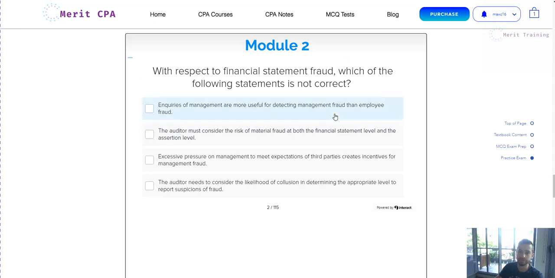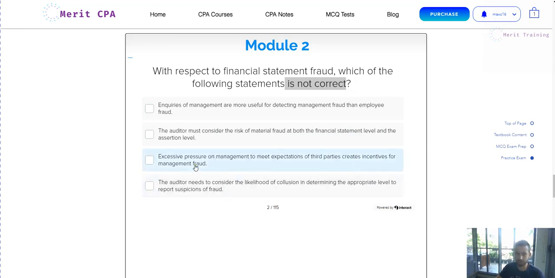Employee fraud. So this one is not correct, but because the question is asking us for the not correct answer, this one is most likely going to be the correct answer. But let's just double check these other ones as well. So B, the auditor must consider the risk of material fraud at both the financial statement and at the assertion level. I mean, that's correct.